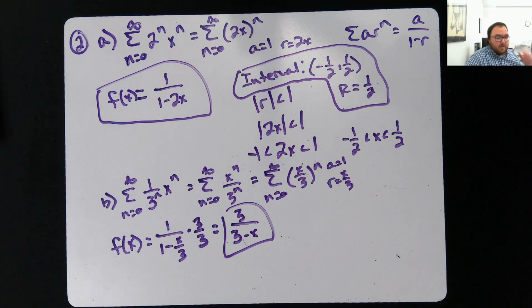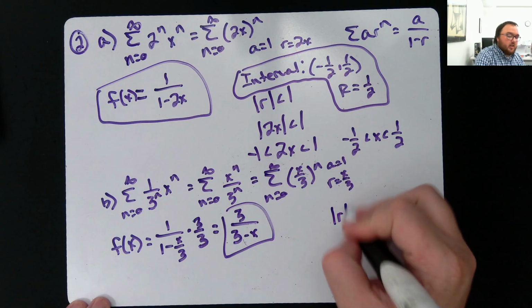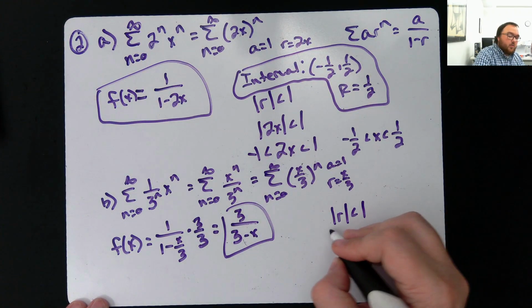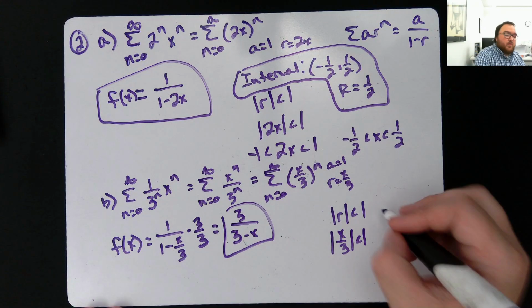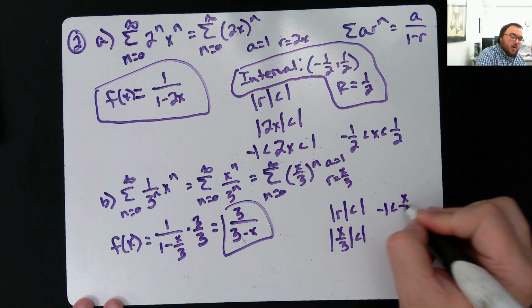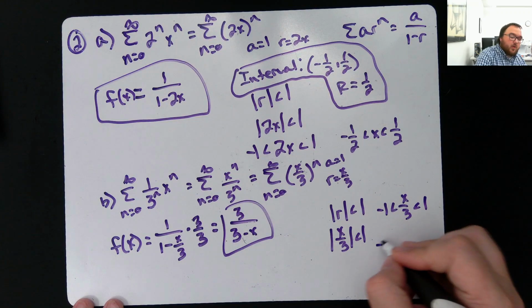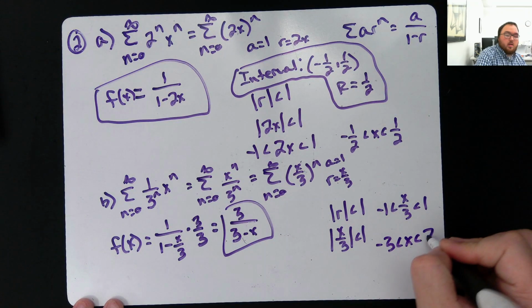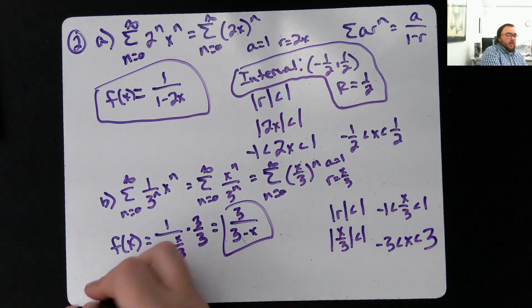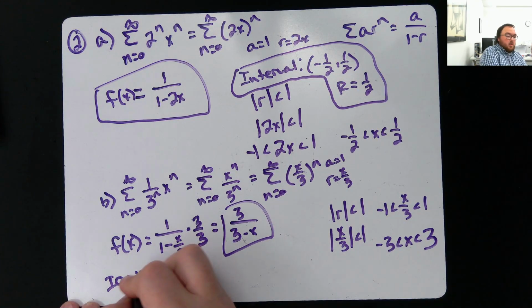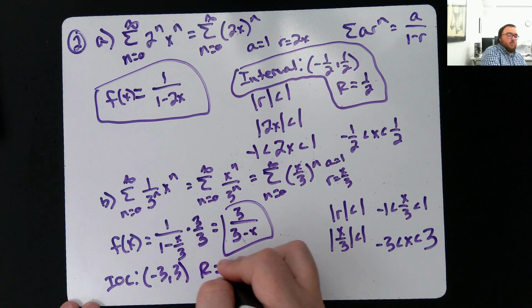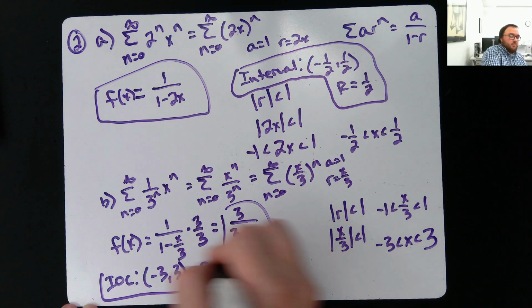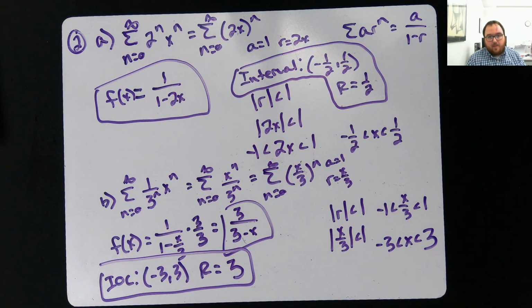Do the same thing we have been doing. Remember the absolute value of r has to be less than 1. r is x over 3. Absolute value of x over 3 has to be less than 1. Absolute value means it could be -1 or +1, times by 3. So the interval of convergence is -3 to 3. Radius is half of my length, which is 3. Let me know if any of that doesn't make sense.